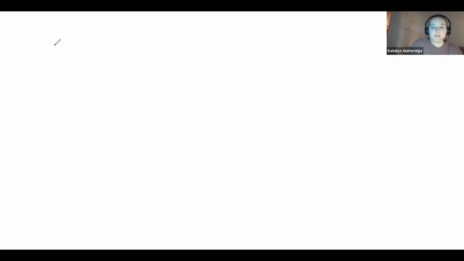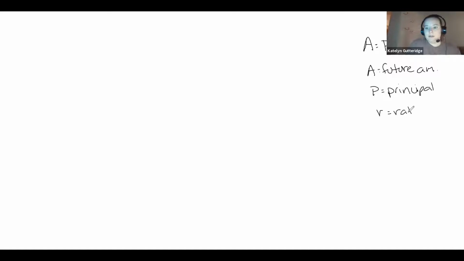Okay, so with our problem, we are working with simple interest. So we have our simple interest formula. I'm going to write it over here to the right and keep it in our bank to have. So we have A is equal to P times (1 plus RT). A is our future amount. P is our principal. R is the rate. And T is time. Time is always given in years, so keep that in mind. So if you're given 3 months, you would need to adjust that to make it into years.